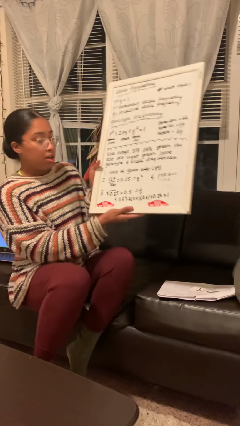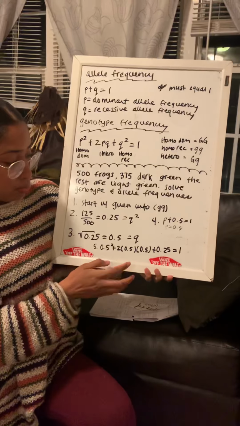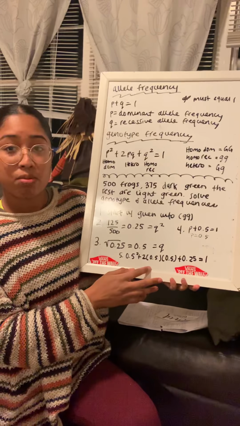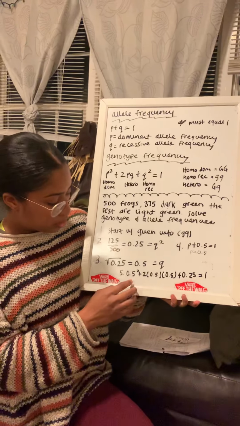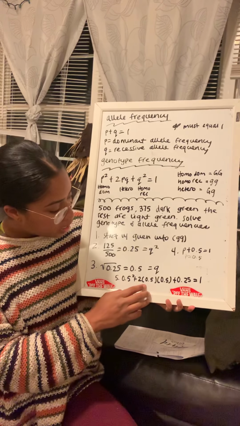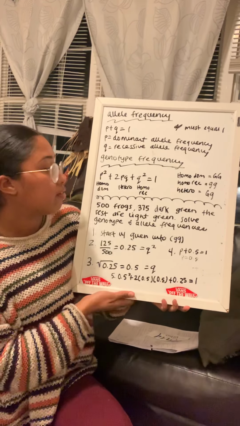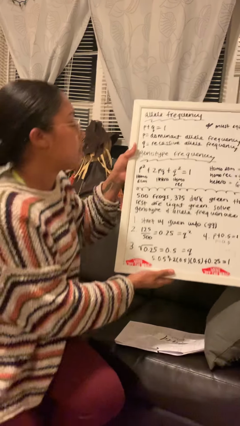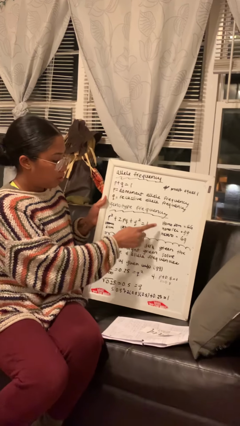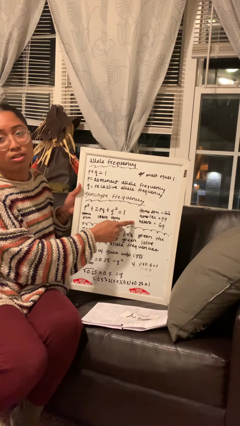So then we get to move to step 5, and we get to put the whole equation together now that we have all the pieces. So this will be 0.5 squared plus 2 times 0.5 times 0.5 plus 0.25 equals 1. And then that's how you will get the homozygous dominant, homozygous recessive, and the heterozygous equations.